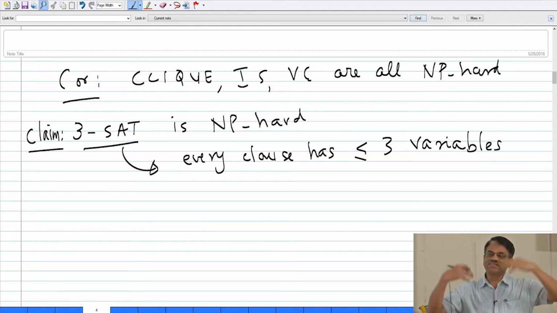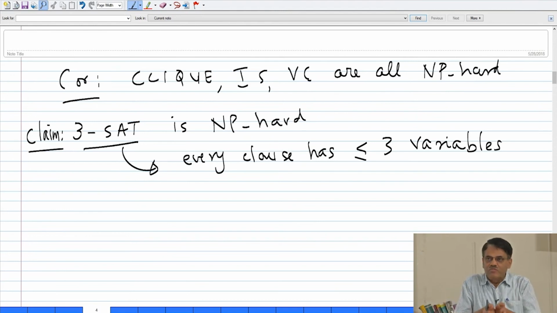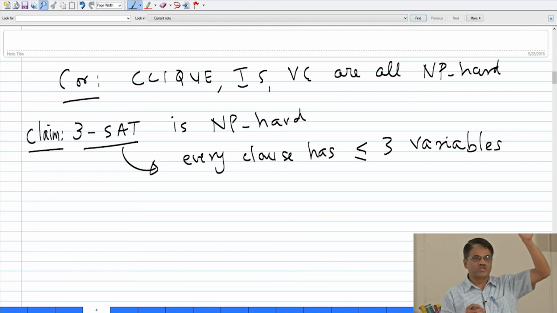So the generalized versions are always harder, right? Because 3 SAT means I am giving you more structure, something which you may be able to exploit. So the more restricted version, if you show it is hard, that is a very strong result, because even with this extra structure, you are trying to show it's NP hard. Okay. So if I show this is NP hard, the general version is NP hard follows. But the general version is NP hard does not immediately imply this is NP hard.